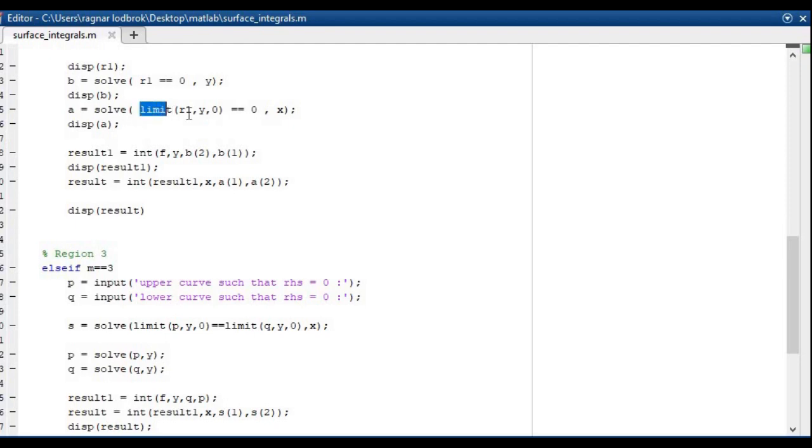So one thing is here I have used a limit function. With the limit function, basically you have an equation r1, which is a function of x and y. Let's say x squared plus y squared is equal to a squared.